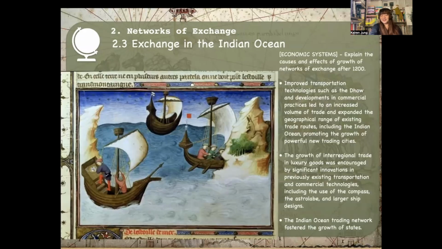In this picture, we see someone using an astrolabe. Isn't it amazing to think that someone painted this centuries ago and we're looking at it now? It's just incredible. It blows my mind every time.